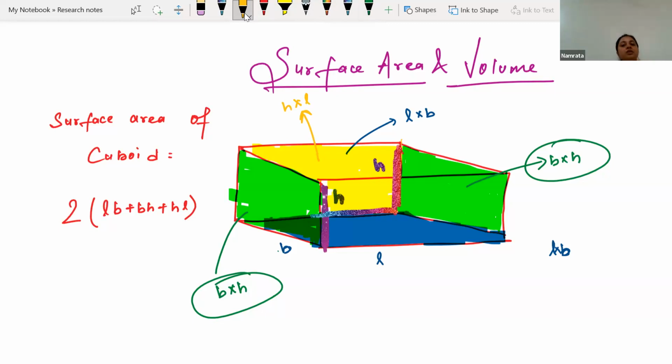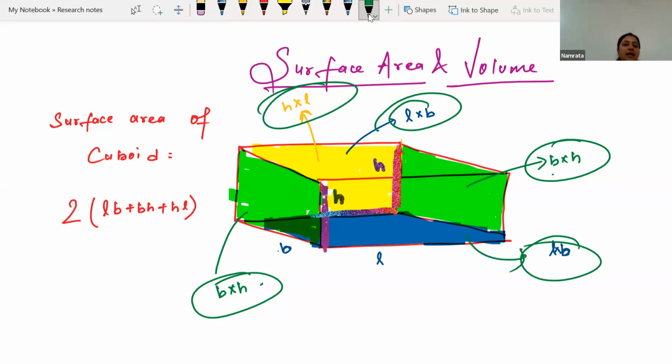In the front also we have the same yellow rectangle, which I am not coloring, otherwise everything will get mixed up with each other. So in the front also we have the same rectangle like the yellow one, and that area will also be H into L. From there only the formula came out: length into breadth, again length into breadth for this one, breadth into height, breadth into height, height into length, again height into length.